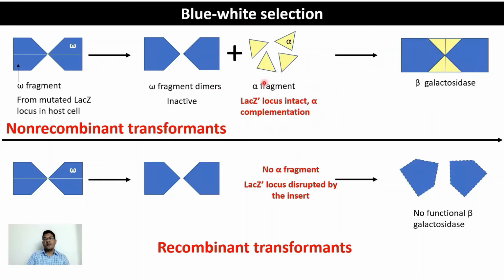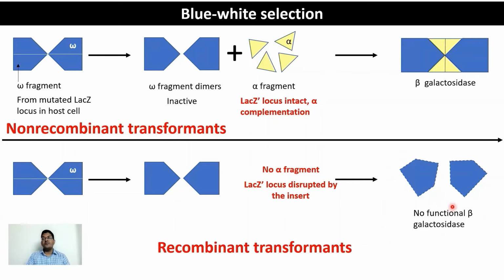Right? So this is what happens in the case of the non-recombinant transformants, which have a self-ligated plasmid where the lacZ prime locus is intact, and therefore the alpha fragment can be synthesized, and this alpha fragment then combines with the omega fragment to form the beta-galactosidase. However, in recombinant transformants, because the MCS is within the lacZ prime locus, the lacZ prime locus is itself disrupted by the insert, and therefore no alpha fragment synthesis takes place here. Effectively, there is no functional beta-galactosidase because the omega fragments cannot polymerize by themselves. So therefore, there is no beta-galactosidase function found in the recombinant transformants.